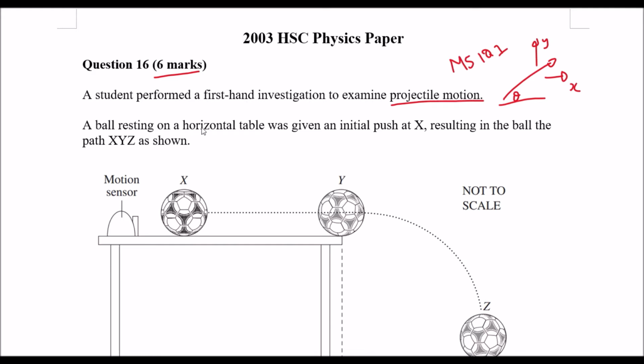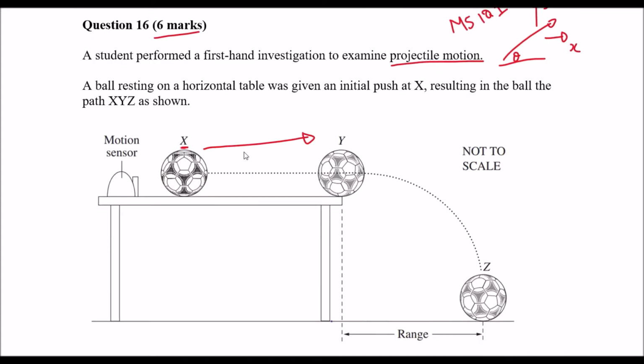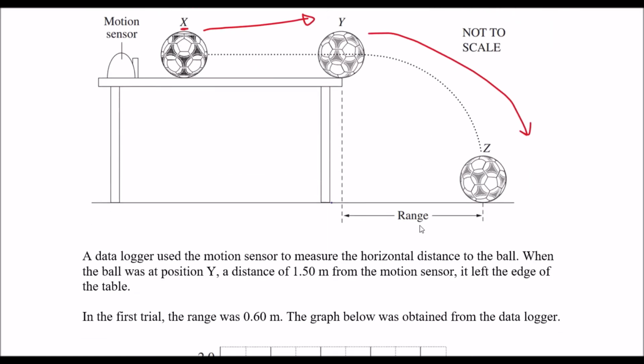You have a ball resting on a horizontal table, given an initial push at x. So at x here, we're pushing it along this way, resulting in the ball following the path of x, y, z. So after we push it, it reaches the edge, and then it's sort of launched off the edge of our table there. We'll get a particular range in which it moves.